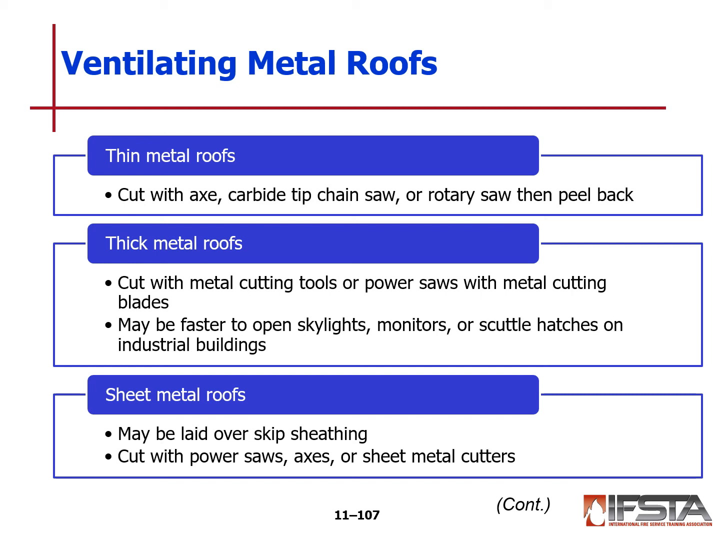It may be faster to open skylights, monitors, or scuttle hatches on industrial type buildings. Sheet metal roofs may be laid over skip sheathing, cut with power saws, axes, or sheet metal cutters, shears.